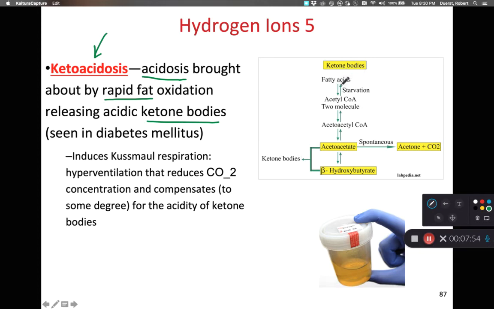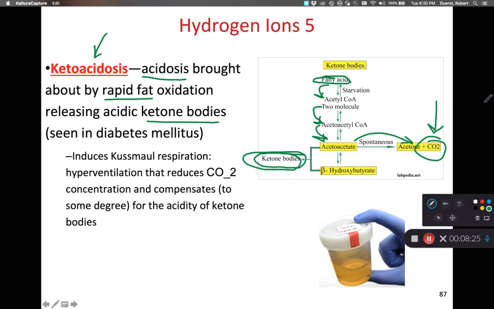So here is the reaction mechanism. Normally, we'll take fatty acids and convert those fatty acids to acetyl-CoA, and then acetyl-CoA is converted to acetoacetyl-CoA, and then that is converted to acetoacetate, and that can spontaneously be converted to a ketone, acetone, and a carbon dioxide. And as we have more carbon dioxide, we become more acidic. We can also have a buildup of ketone bodies during this process. So ketoacidosis is when we have excessive ketone bodies correlating with an acidic blood.